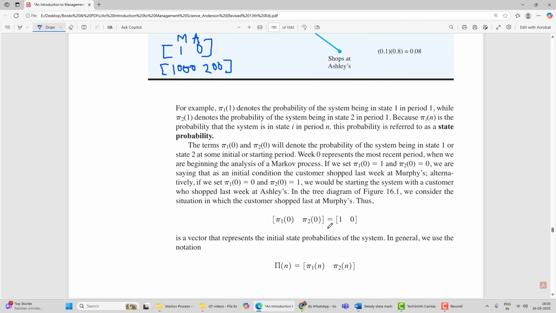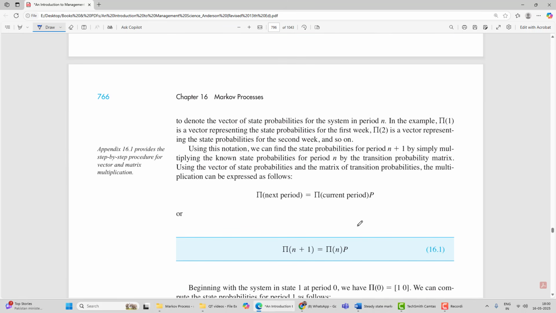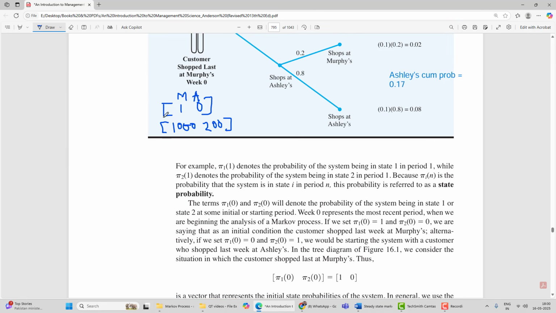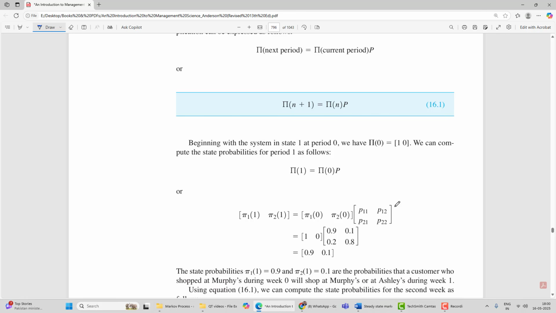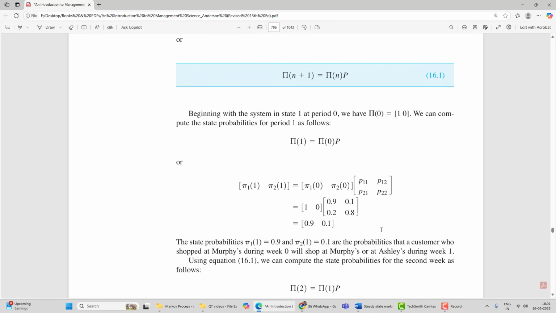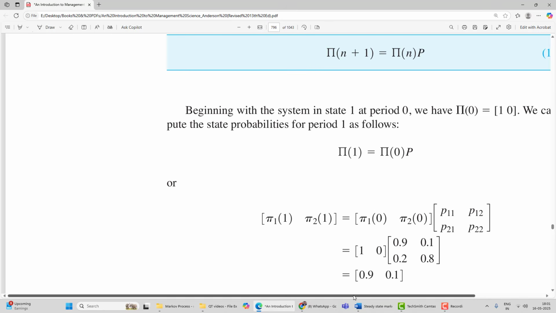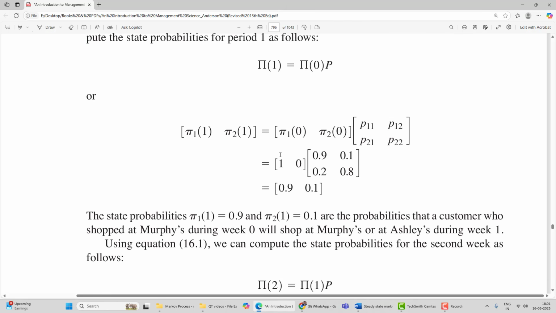Now if you see here, in the first period our starting point is 1 0, and we have to get from period 0 to period 1. So we are going to use this matrix multiplication method. The first period's market share percentages, the probabilities will ultimately tell you the market share percentages, right? So it will be given by the previous period's market share percentages multiplied by the transition matrix. In this case clearly we know that our initial position is 1 0, that is Murphy and Ashley, and our transition matrix is 0.9, 0.1, 0.2, 0.8.